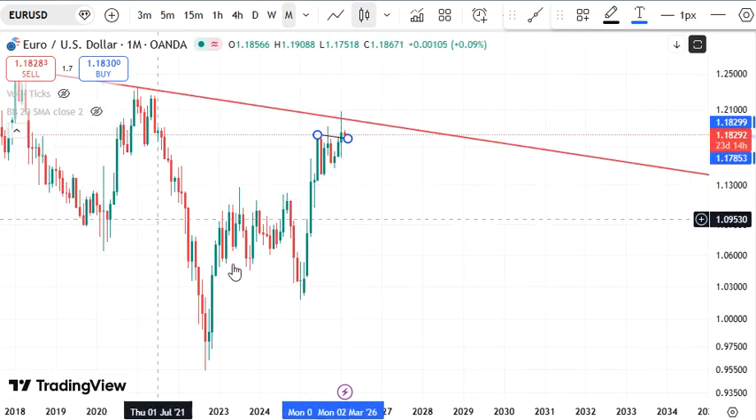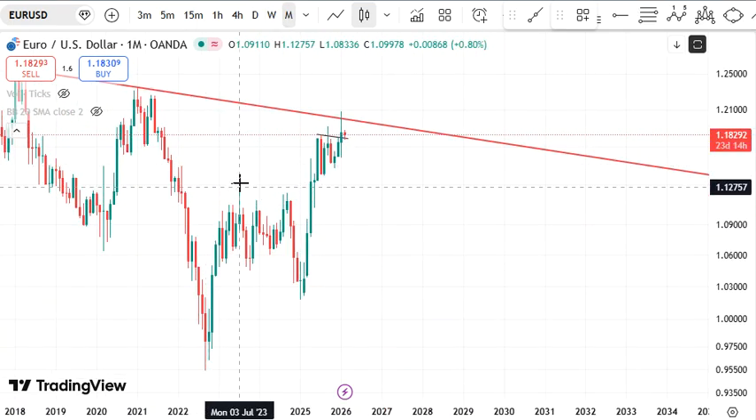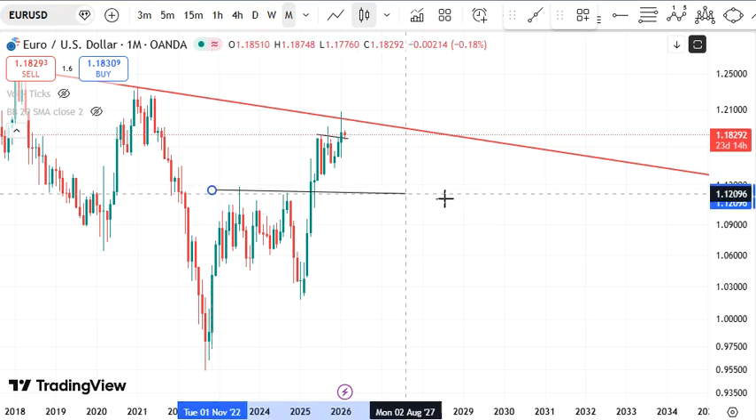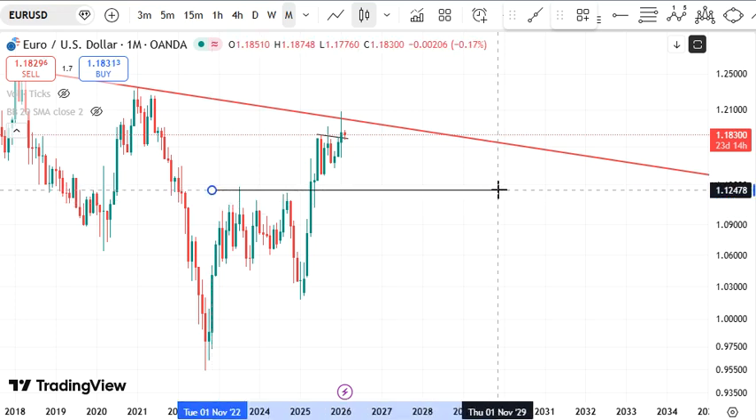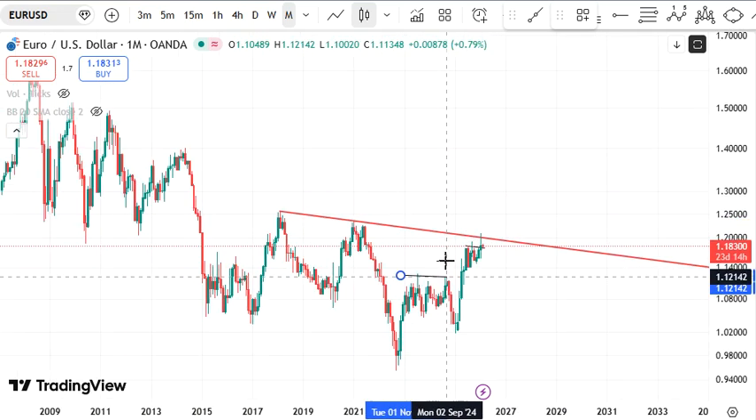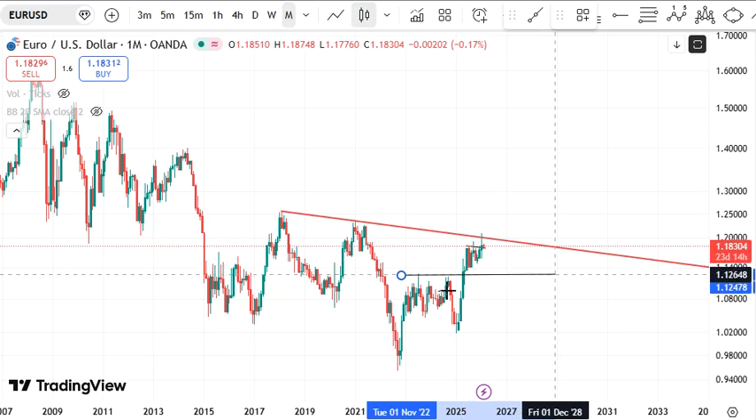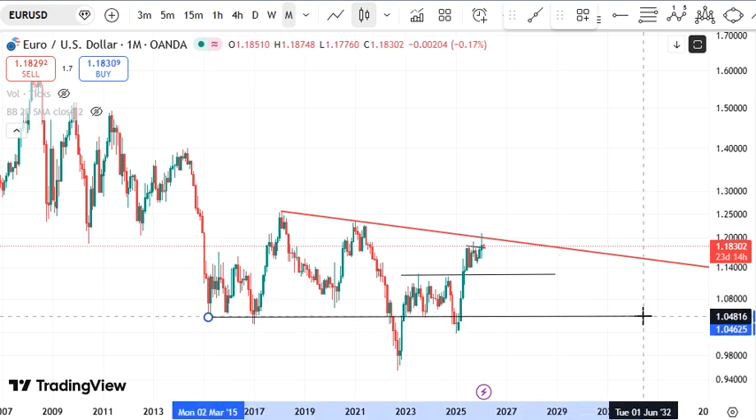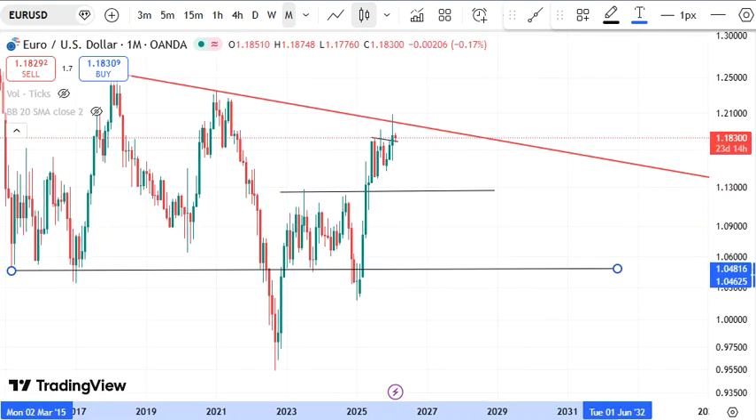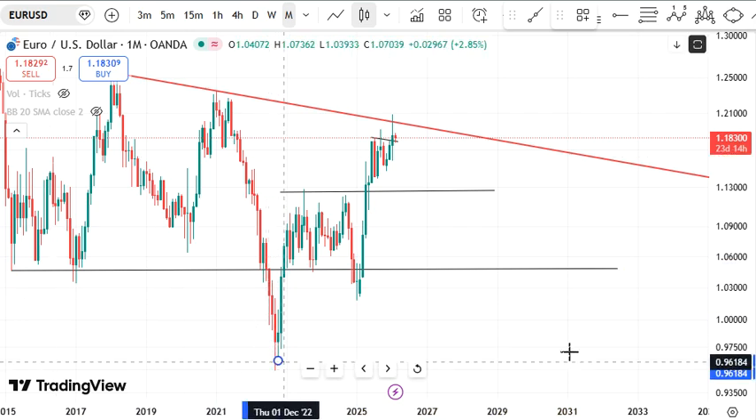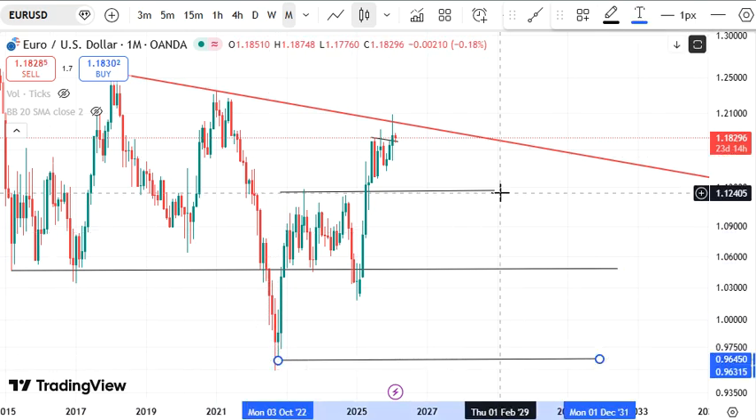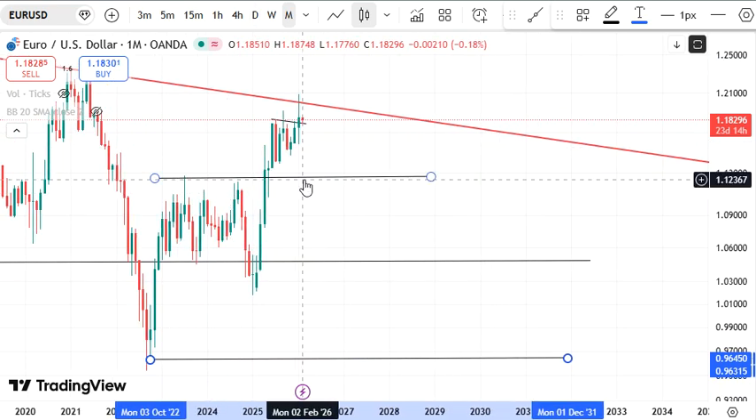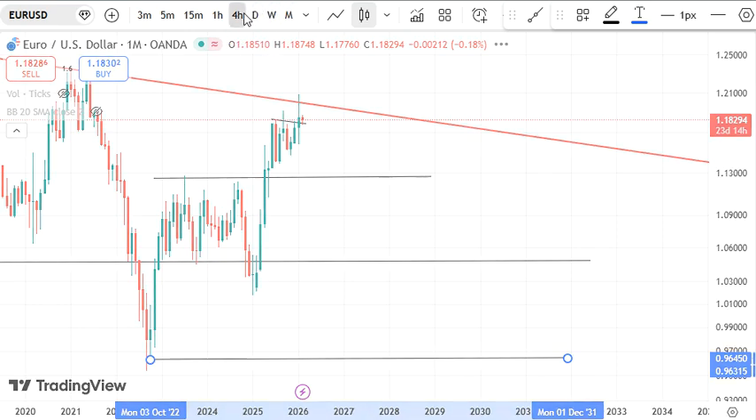There is a high possibility that prices will come down to 1.2478, and this is our first target if prices come down. This is another support, not that important, but if you get any shorting opportunity, this is your first target. So let's go into the 4 hourly time frame.